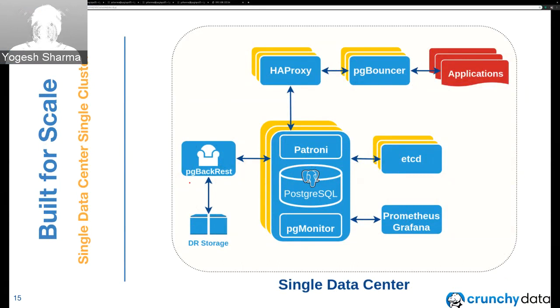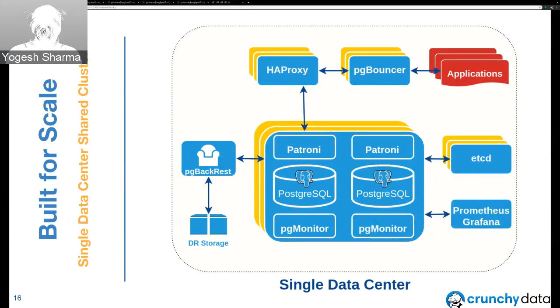Why? The reason is I can have one or more boxes like these, and I can have more than one HA cluster running. Something like this. On the same node, I can run two PostgreSQL instances. They may be the same version or different versions, but still my infrastructure is almost the same.